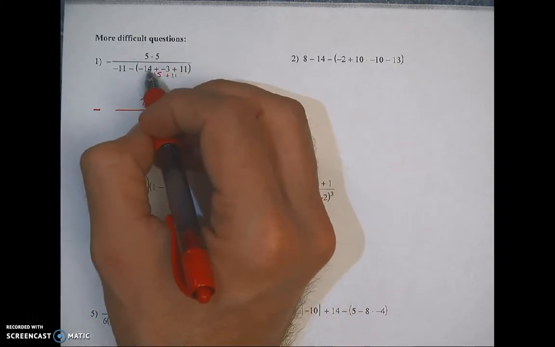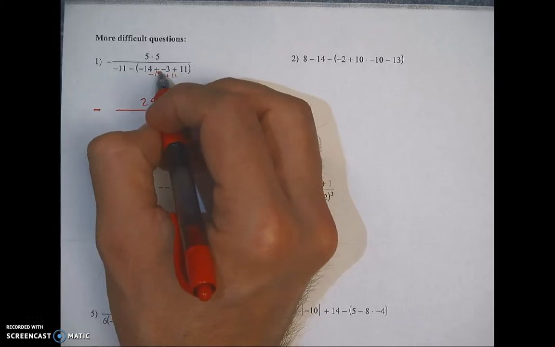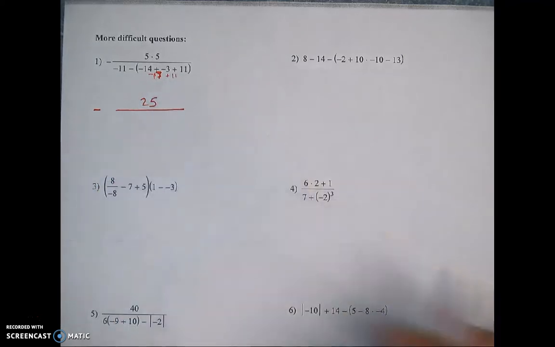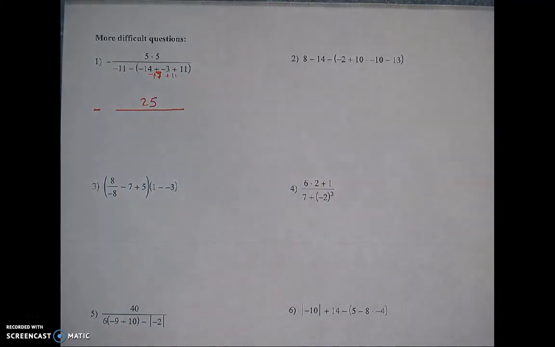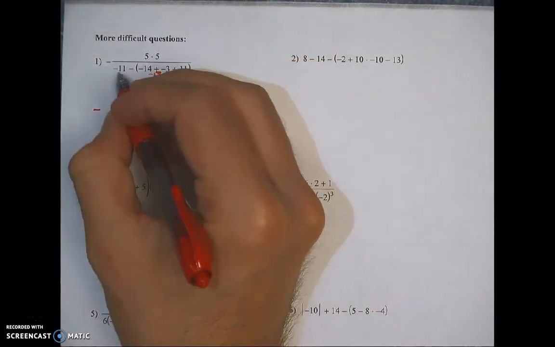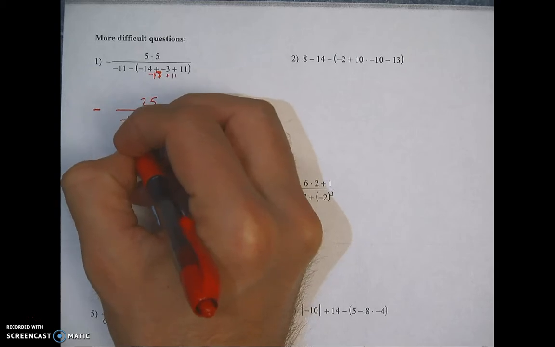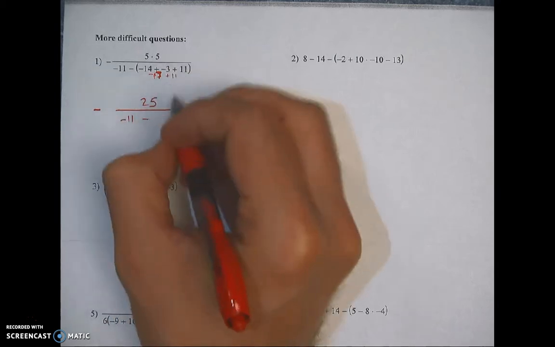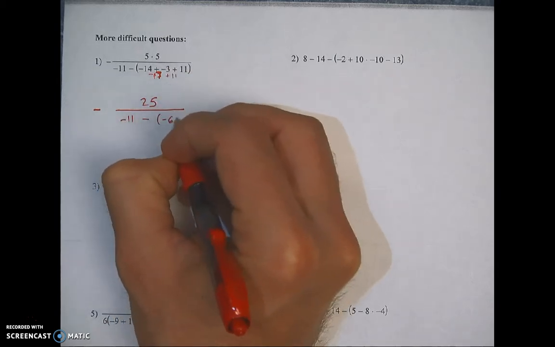And I'm going too fast because that is not -15, that's -17. Hopefully you caught that. So it's -17 plus 11. Well, -17 plus 11 is going to be -6. So I'm going to bring everything down. -11 minus, and then the parentheses became -6.